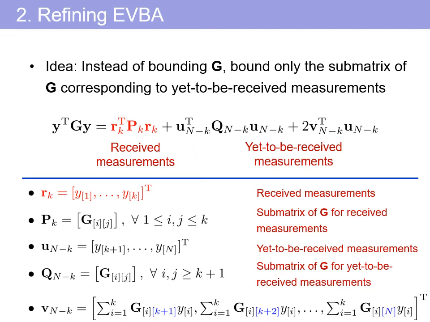Now, the second scheme that we propose is a refinement of EVBA. So let me give you the basic idea behind it. In EVBA, recall that what we did was we bounded the quadratic y transpose G y. But let's take a closer look at the quadratic.